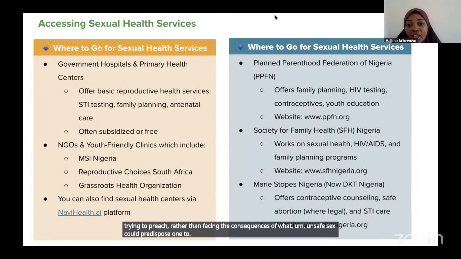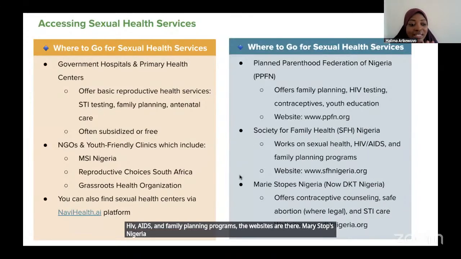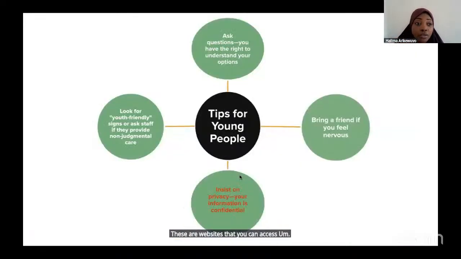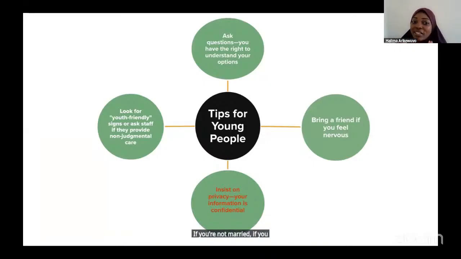So other places you can access sexual health services include Planned Parenthood Federation of Nigeria, which offers family planning, HIV testing, contraceptives, and youth education. Society for Family Health is also a very good place to access sexual health, HIV/AIDS, and family planning programs. Marie Stopes Nigeria is another. These are websites where you can access sexual health services. Again, abstinence is key. Please take notes. If you're not married, being able to abstain is very key.